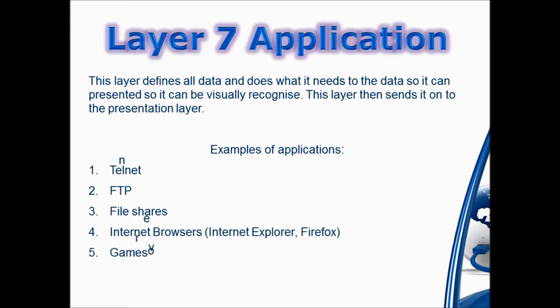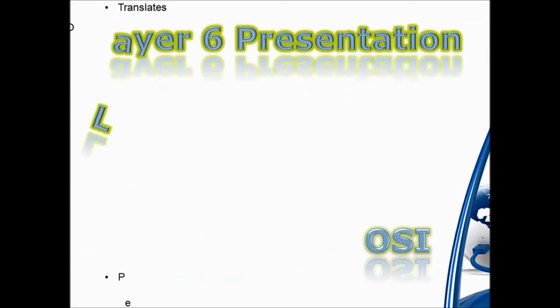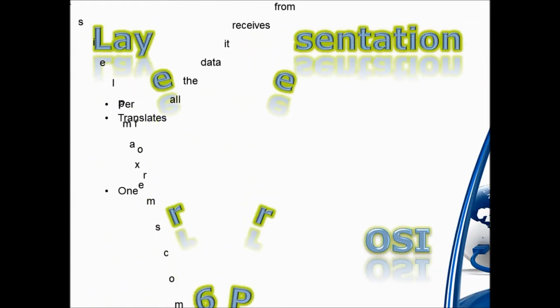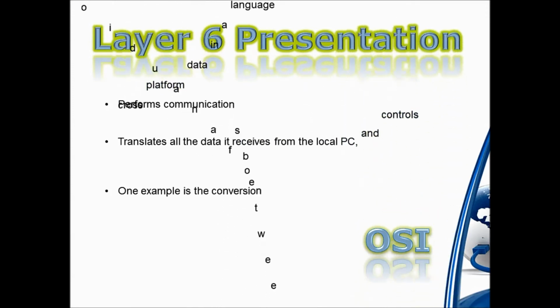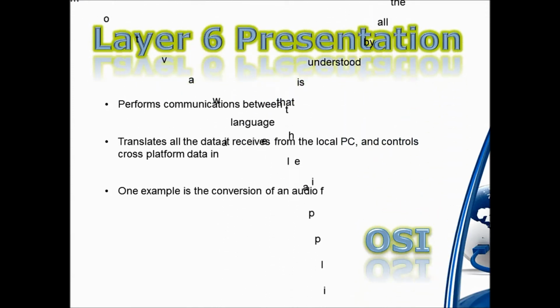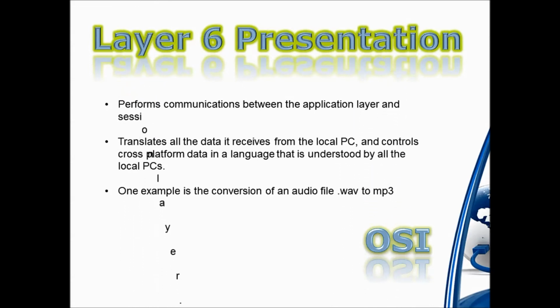Layer 6, the presentation layer, performs communications between the application layer and the session layer, translates all the data it receives from the local PC, and controls cross-platform data in a language that is understood by all local PCs. One example is the conversion of a WAV file to an MP3.